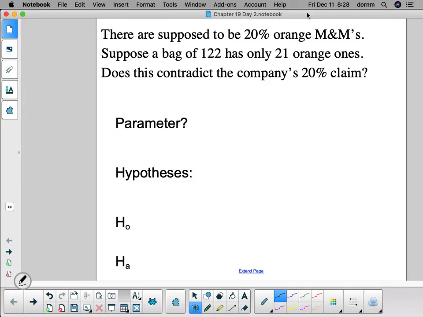So you're on the right track, but maybe we'd state this more like, is there evidence to suggest the proportion of orange M&Ms is not actually 20%.